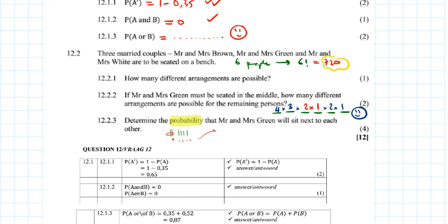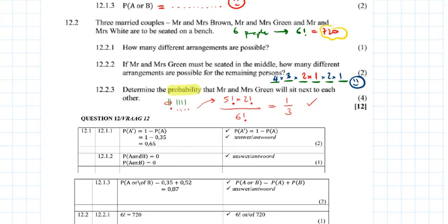So it's like 5 factorial now. And then obviously they can swap in between, so it's 2 factorial. That's the number of ways that two particular persons, in this case Mr. and Mrs. Green, sit next to each other. But then we will divide that answer by 6 factorial because the question asks for probability. So basically the answer is 1 over 3. That's the chance. Okay, the solutions should be down there as well.